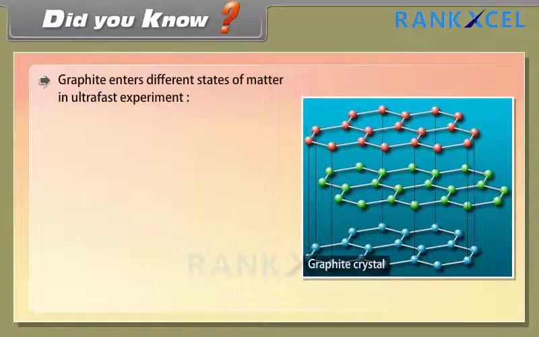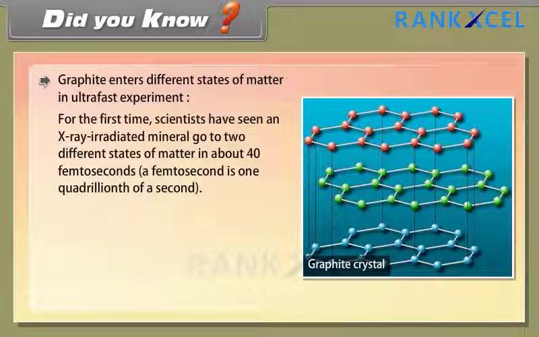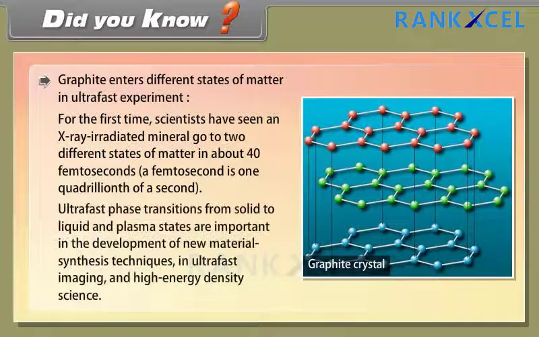Did you know? Graphite enters different states of matter in ultra-fast experiment. For the first time, scientists have seen an X-ray irradiated mineral go to two different states of matter in about 40 femtoseconds. A femtosecond is 1 quadrillionth of a second. Ultra-fast phase transitions from solid to liquid and plasma states are important in the development of new material synthesis techniques, ultra-fast imaging and high energy density science.